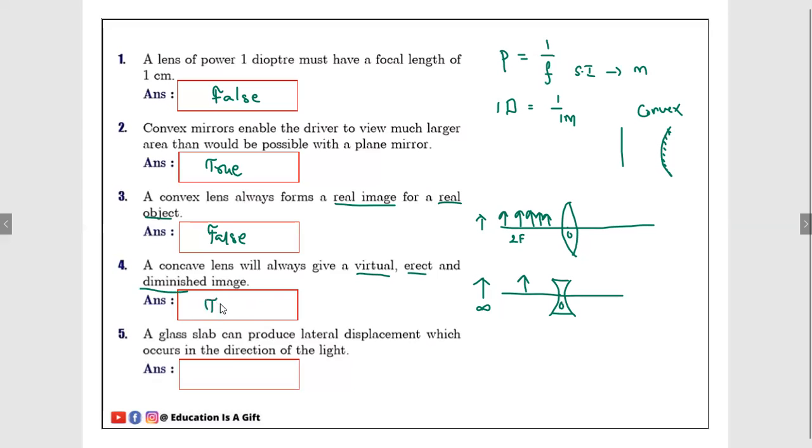So the answer is true. Number five: a glass slab can produce lateral displacement which occurs in the direction of the light. If you see a glass slab, this is the incident ray, the refracted ray and the emergent ray. If you draw an imaginary incident ray, the distance between the emergent and the incident ray is the lateral displacement. That will occur in the direction of light only. Hence the answer is true.